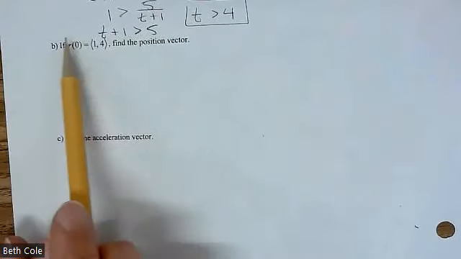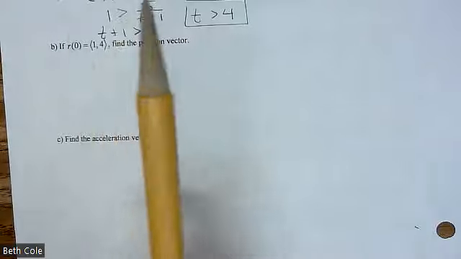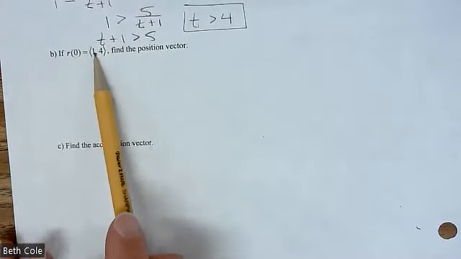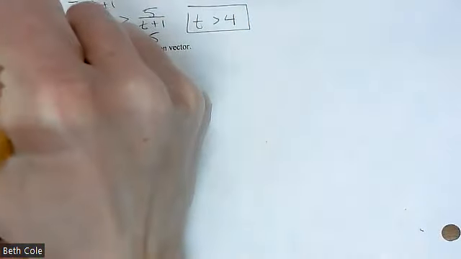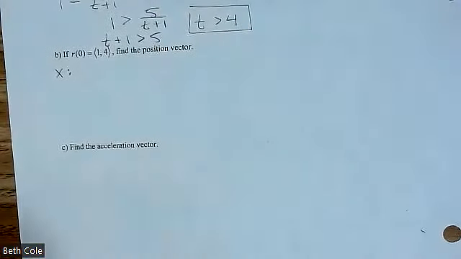All right, here's our initial condition. Position, r is position for whatever reason. X is 1, y is 4. Find the position vector. So we're going to do the x and the y separately. How would we set up x?